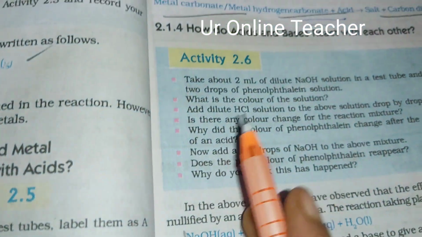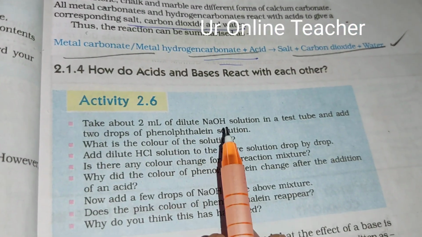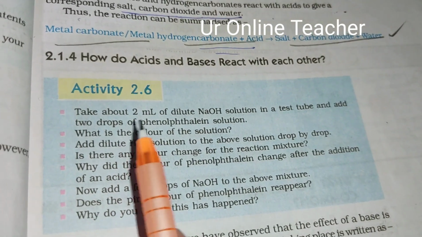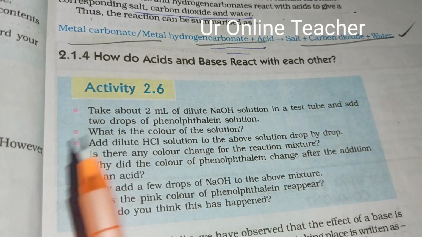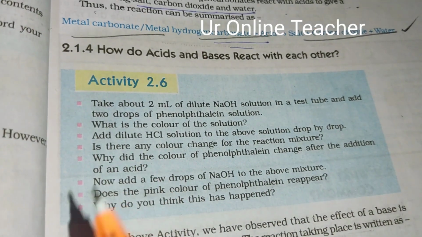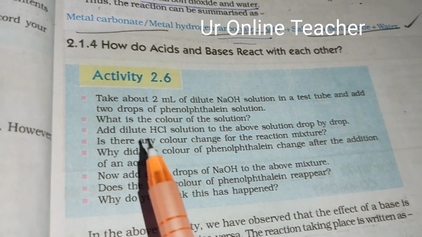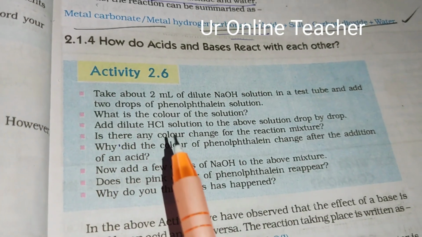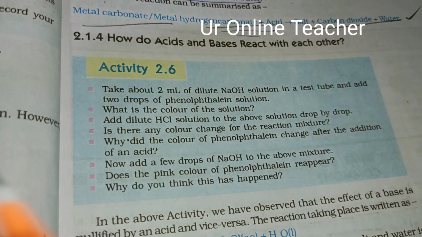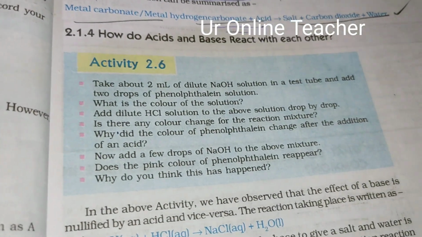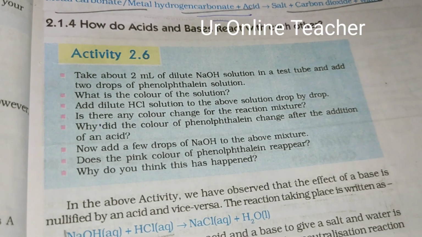Let's see the experiment. Take about 2 ml of dilute NaOH solution in a test tube and add 2 drops of phenolphthalein solution, which is an indicator. What is the color of the solution? Let's see. Then add dilute HCl to the above solution drop by drop. Any change in the color, we can see.